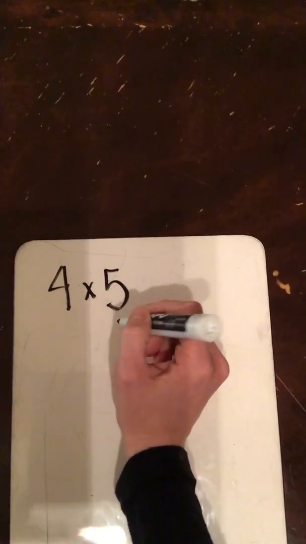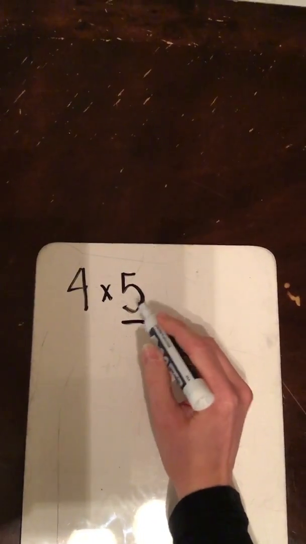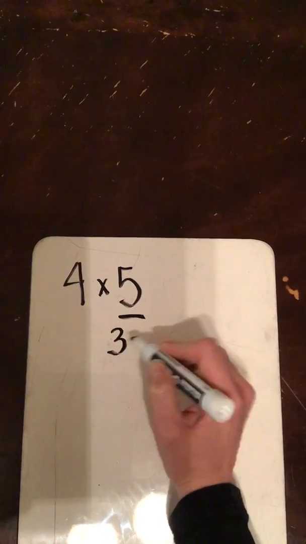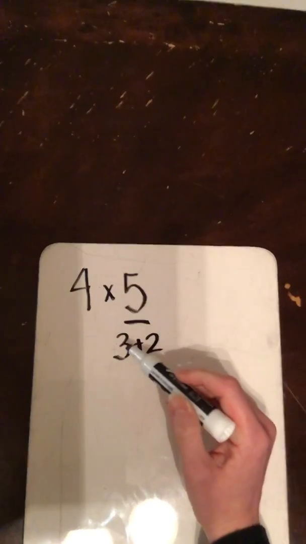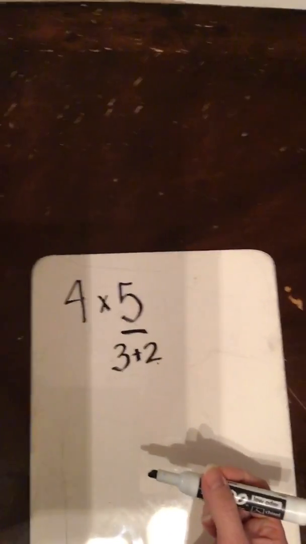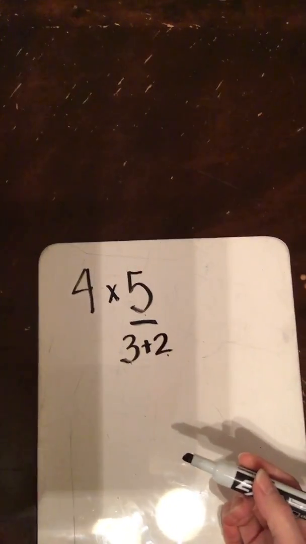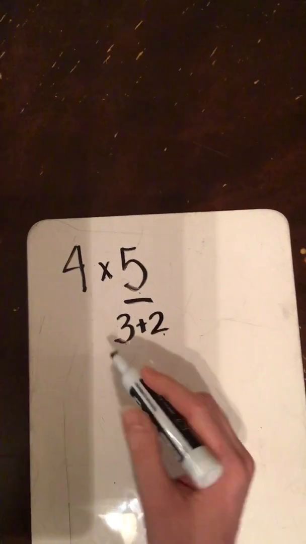So here you can see I have the problem 4 times 5. I'm going to underline the number 5 because that's the number I want to break up. I'm going to break that number into 3 and 2 because I know that 3 plus 2 gives me 5. Now I'm going to distribute it to multiply by the 4.